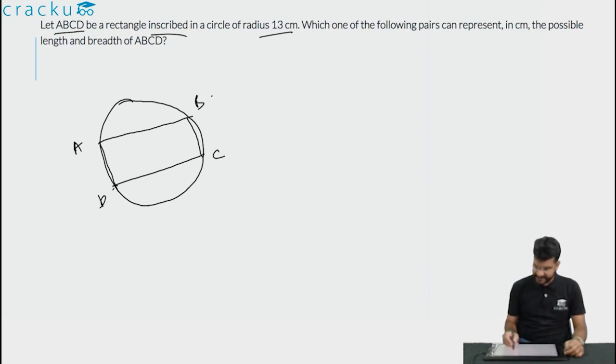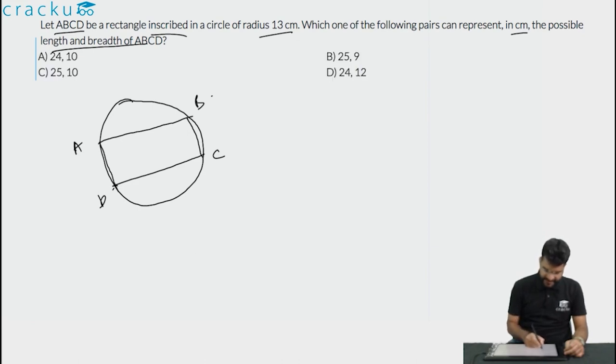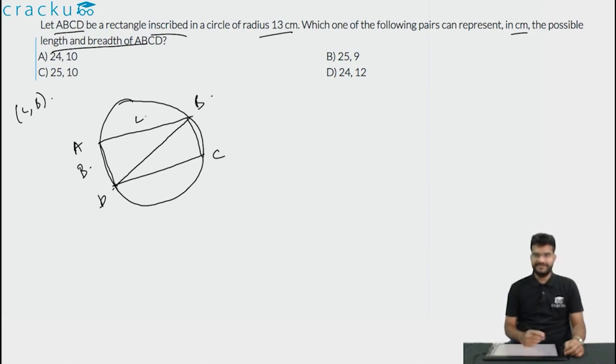Which of the following pairs can represent in centimeters the possible length and breadth of ABCD? So let AB be the length, which is equal to L, and let AD be the breadth, which is equal to B. So we are required to find out which of the following pairs can represent L, B. Now the first thing that you should do is draw the diameter. The diagonal of a rectangle which is inscribed inside a circle will be the diameter.